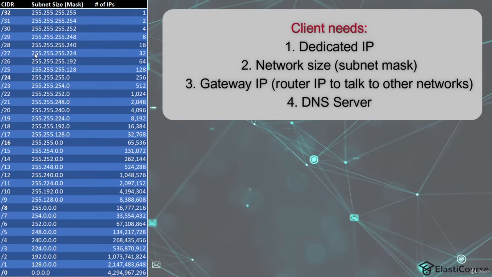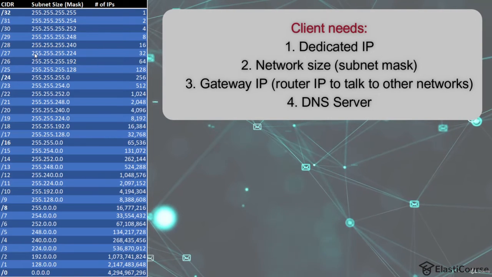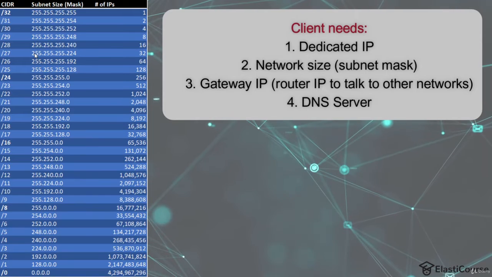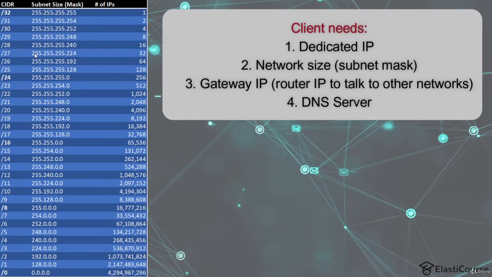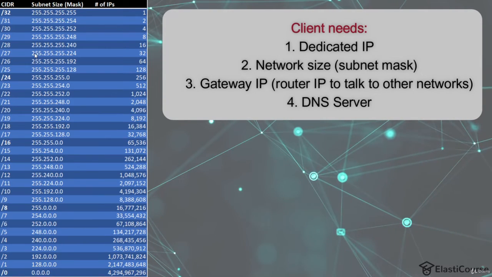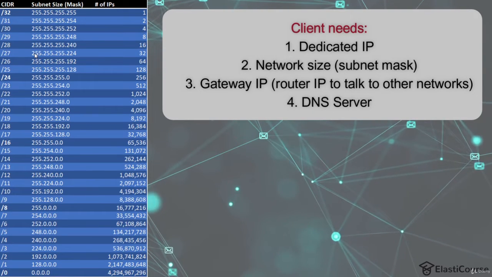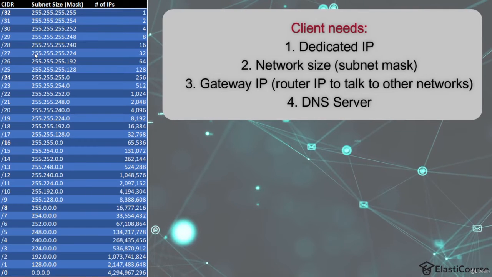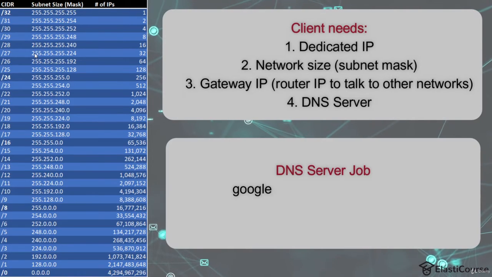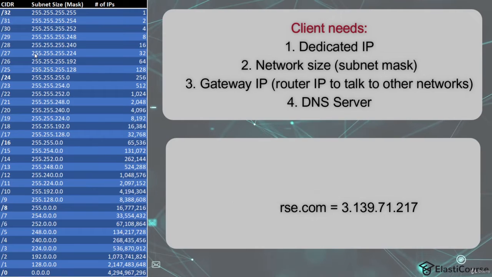So now, for a client to be able to network correctly, it needs a few pieces of information. The first one, it needs its dedicated IP address and the network size or the subnet mask. And finally, the gateway IP, which is the router IP, to talk to other networks. If I were to not provide the gateway IP to my client, he can talk to everybody in his own network only, but he cannot talk to other networks. Number 4 is the DNS server, which is very important to be able to resolve names, like domain names like google.com or elasticsource.com. A DNS server is required to change from name to IP address so the computer can understand how to route this traffic.